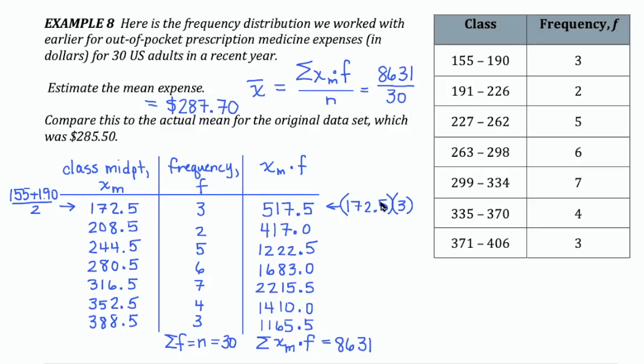Now it turns out if you actually go back to the original data set, which we did have originally, the mean turns out to be 285.5. So yes, you can find the more accurate mean if you have the actual data, but for most purposes, this is close enough. It's within a couple of dollars of the actual correct amount.